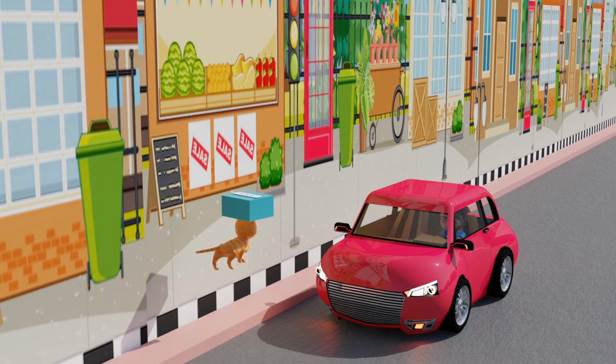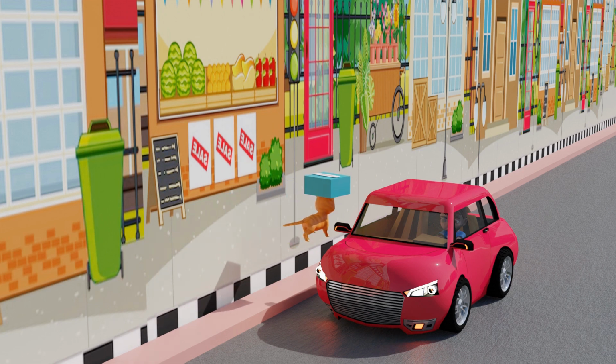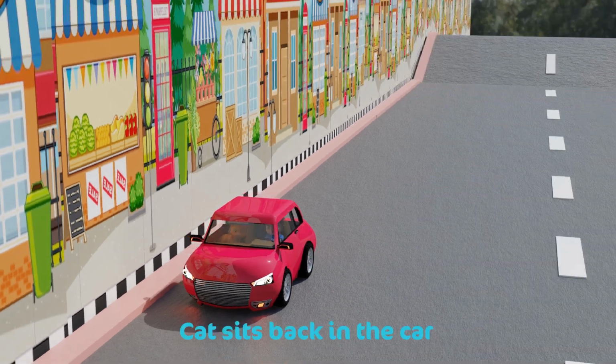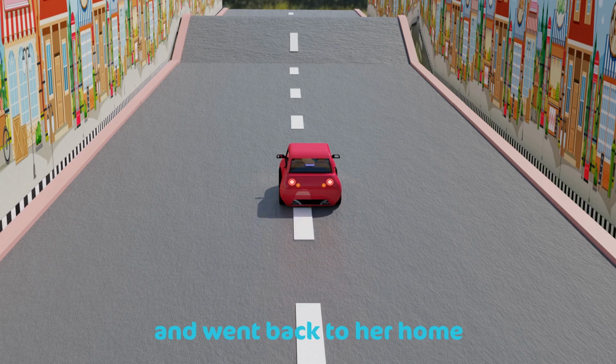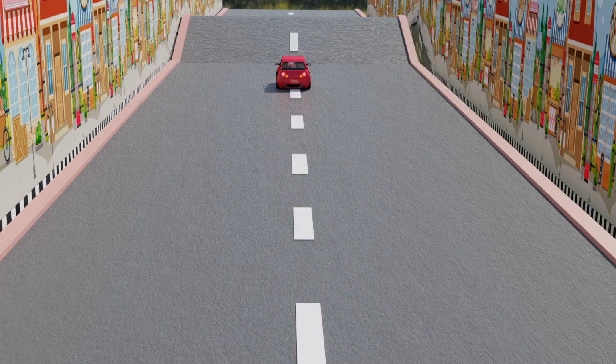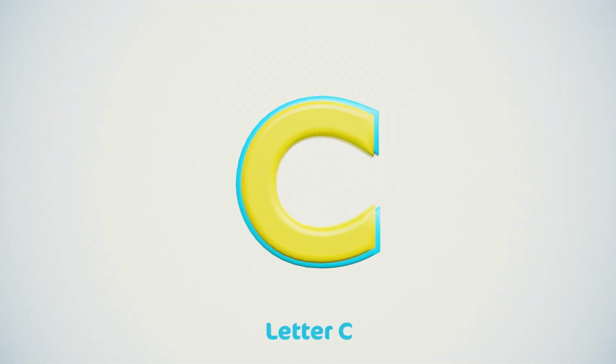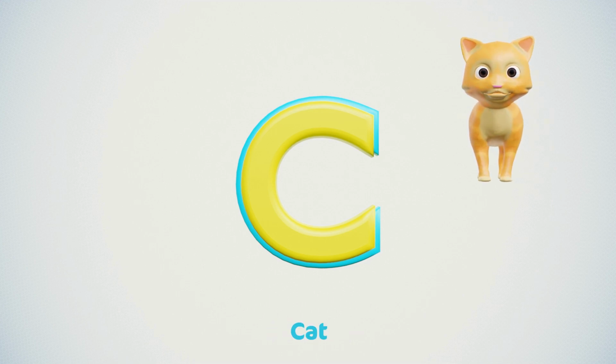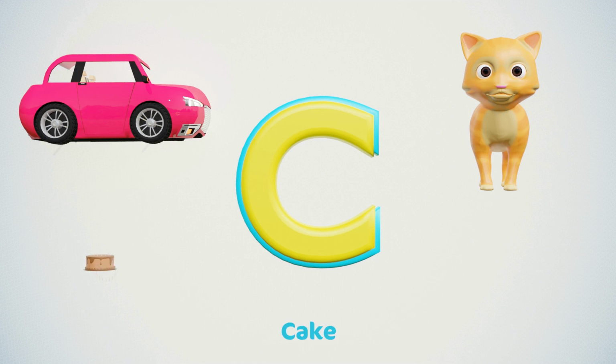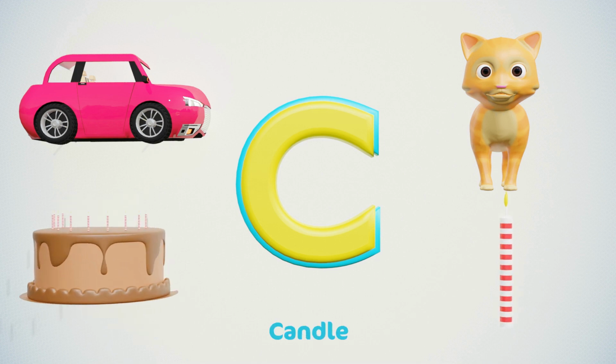Cat sits back in the car and went back to her home. So, kids, what we learned today. Letter C. C is for cat, car, cake, candle.